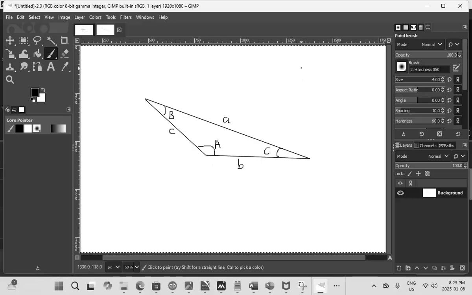Suppose you've been given angle B, let's say angle B equals 40 degrees, and let's say angle C equals 20 degrees. Which means you will need to figure out angle A, and you've been given side C. So let's say side C equals 10 feet.